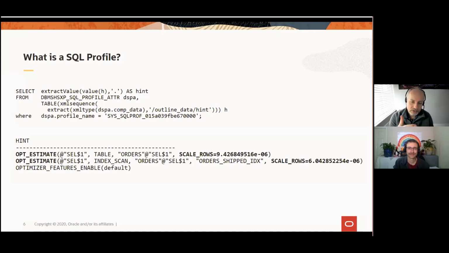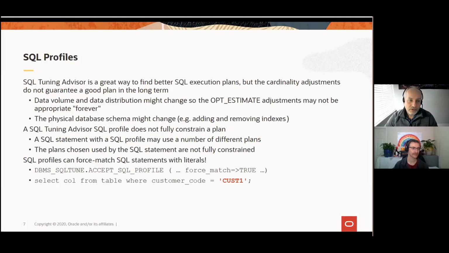So essentially what it's doing is massaging the cardinality calculations that are made by the optimizer to nudge it towards the plan that's better. That's really what's behind it. It's simple as that, really. Nice little technique. So I guess to summarize SQL Profiles very quickly, the SQL Tuning Advisor is a great way to find better SQL execution plans.